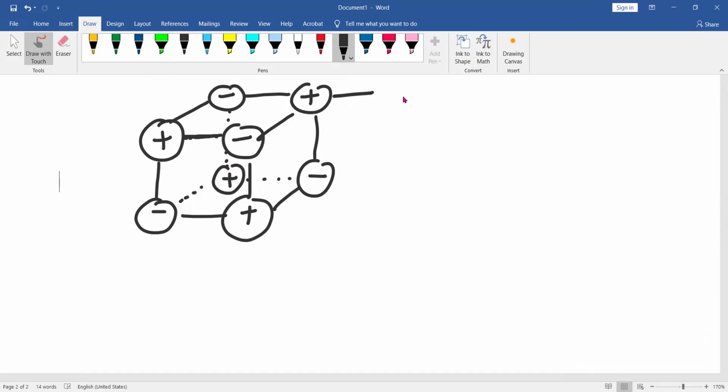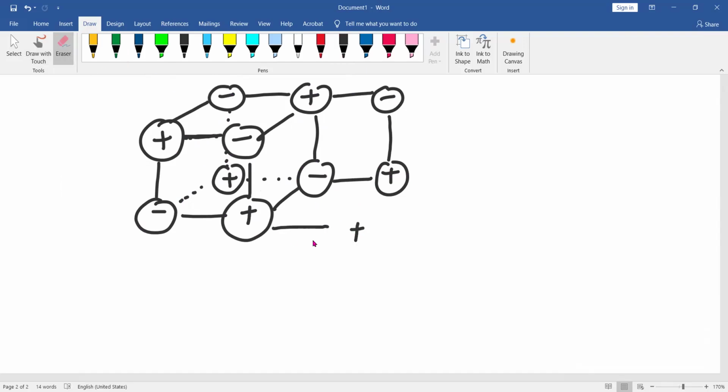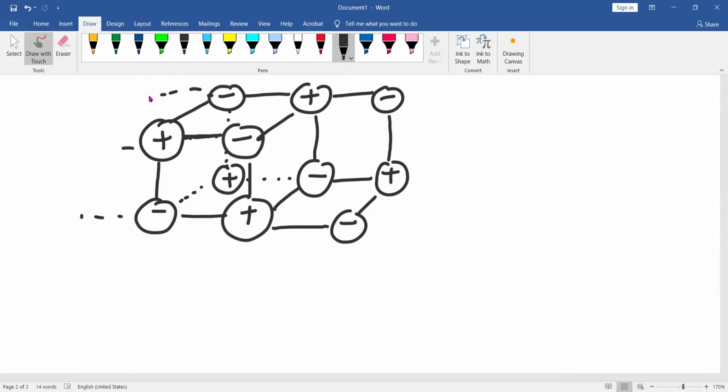Not just here, it goes on and on. Basically, next to every negative is a positive, next to every positive is a negative, and this way, and this way, and this way, it all goes on and on. Can you imagine? So it's called a giant lattice.